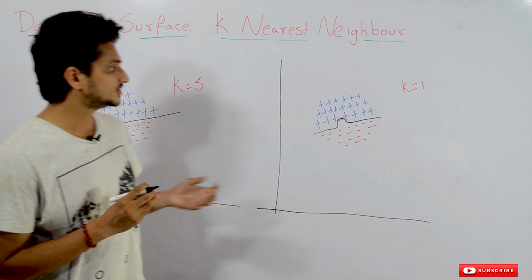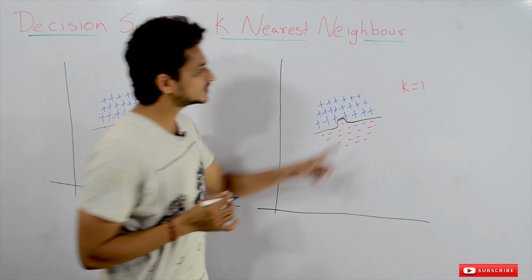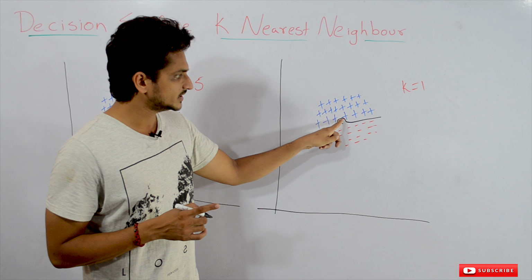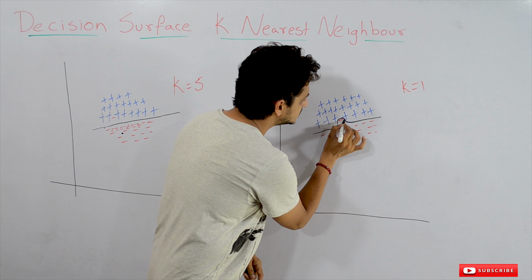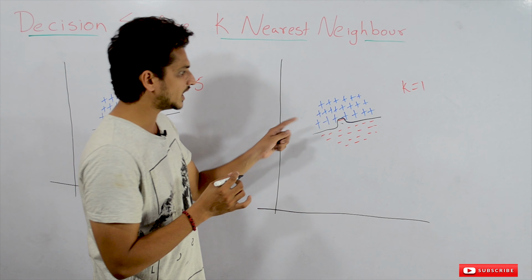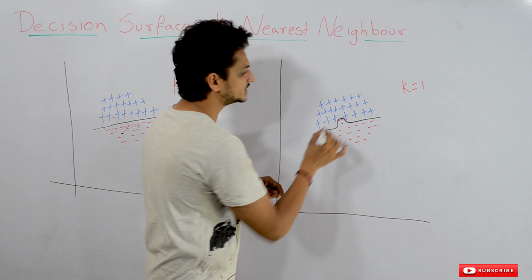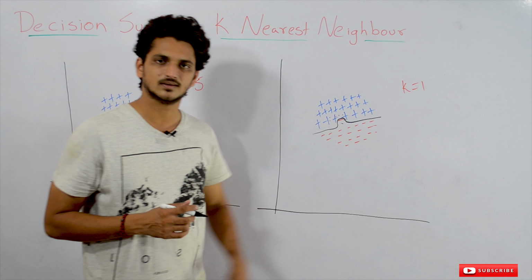So why did we get this decision surface? If you take a point here, because we are taking k is equal to 1, the one nearest point is this negative point. If you take a point here, it is near to a negative point. Other than these points, the rest are nearest to positive points. That's why our decision surface is like this.